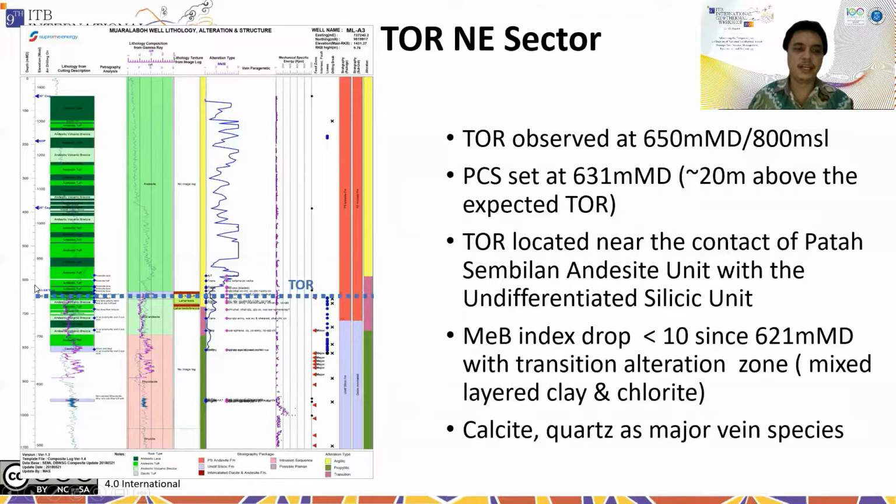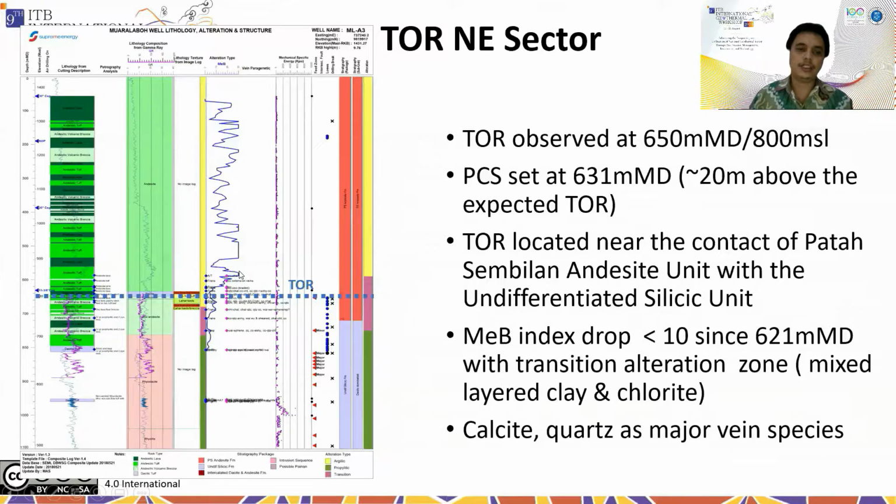We set the PCS at about 631 meter. So it's around a 19 to 20 meter gap from the PCS to the top of reservoir, which is relatively good. The top of reservoir itself sits in the lower part of Patah 9 unit, and we see that our major entries are located in the different undifferentiated silicic formation. It's composed of rhyolitic to dacitic silicic volcanics.